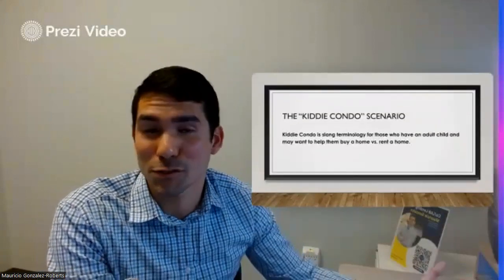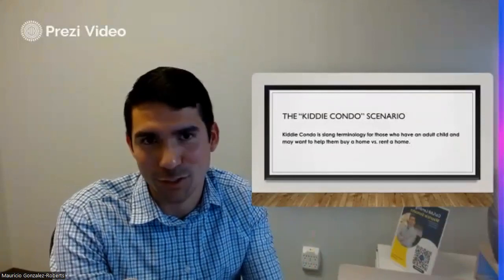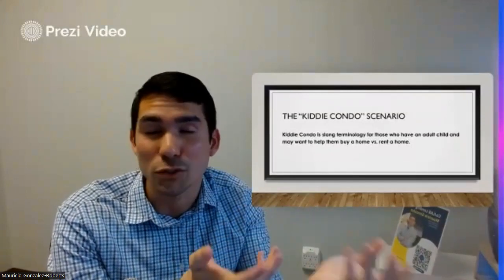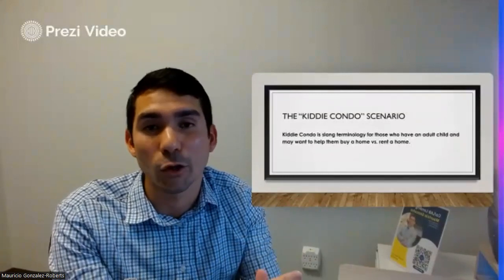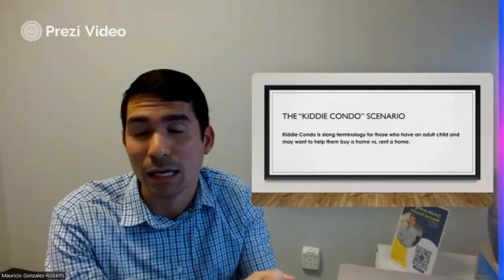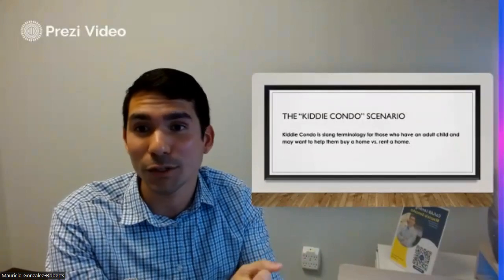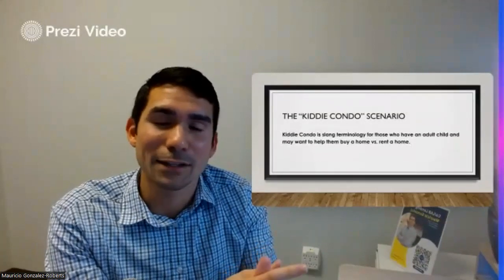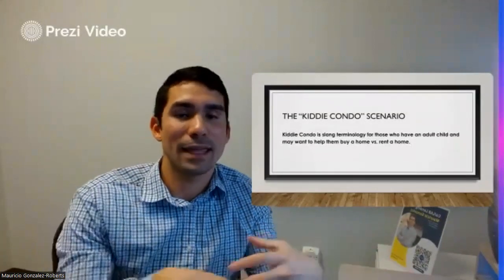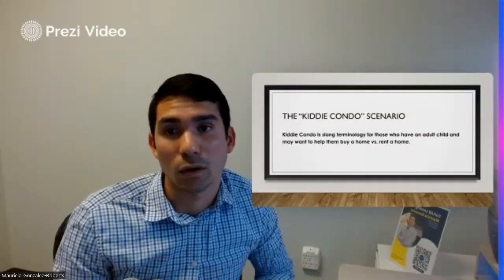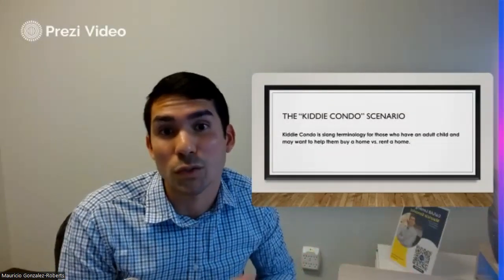I get a lot of questions about the kitty condo situation, especially when families consider the cost to rent versus buy, which is what I spoke about earlier in a few slides with the client that we just closed on last week. Kitty condo is a slang terminology that we use a lot. It refers to when a parent has an adult kid and they need the parent or another non-occupant co-borrower to help them buy a house.